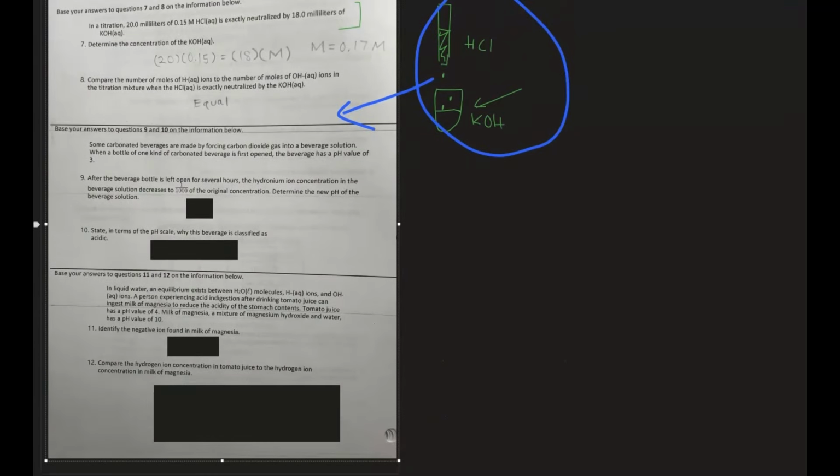Number 9, carbonated beverages are made by forcing carbon dioxide into a beverage solution. When a bottle of one kind of carbonated beverage is first opened, it has a pH of 3. So when it's left open for several hours, hydronium concentration decreases to 1/1000th of the original concentration. Determine the new pH of the beverage.